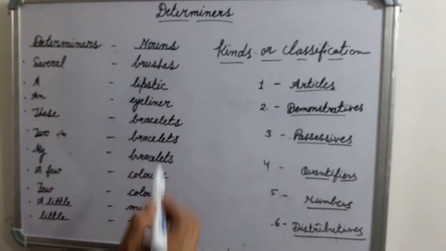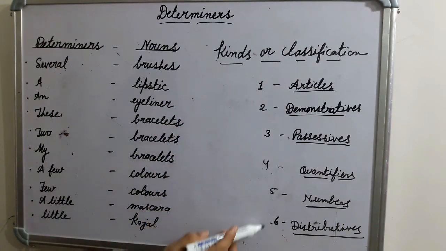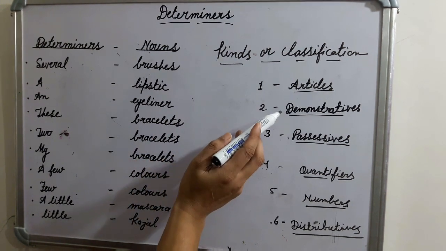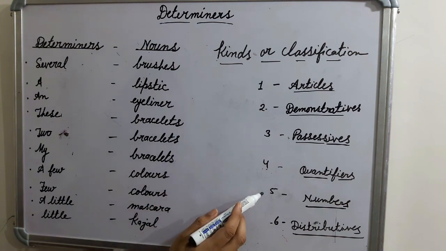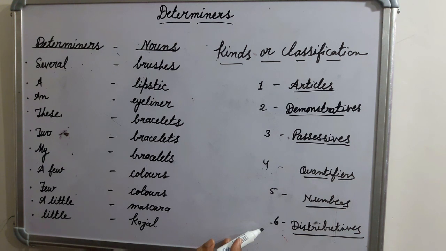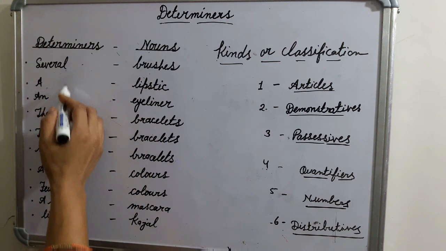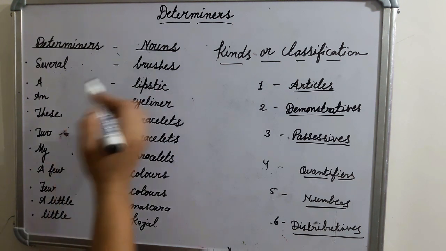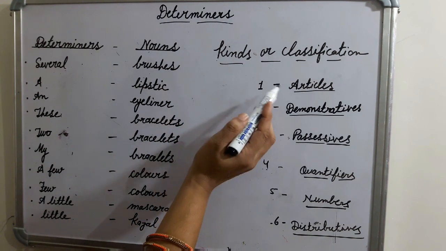Kinds or classification. Determiners are broadly classified into 6 categories. They are articles, demonstratives, possessives, quantifiers, numbers, and distributives. Let us find out determiners from this column and write them in front of each category. We will start with articles.